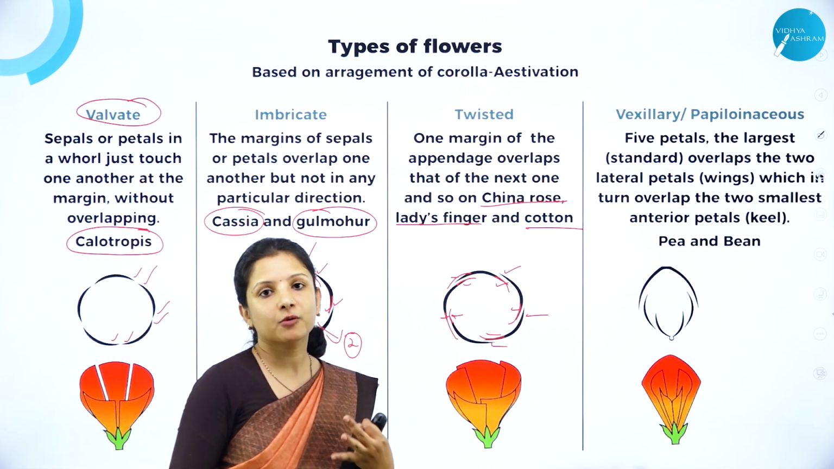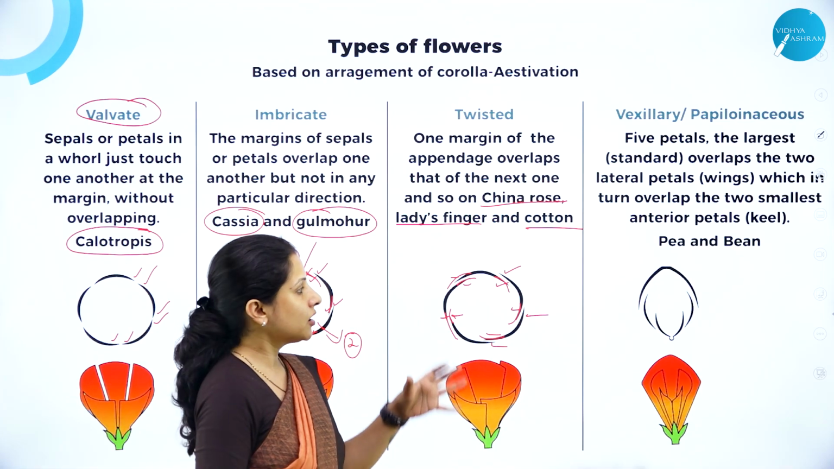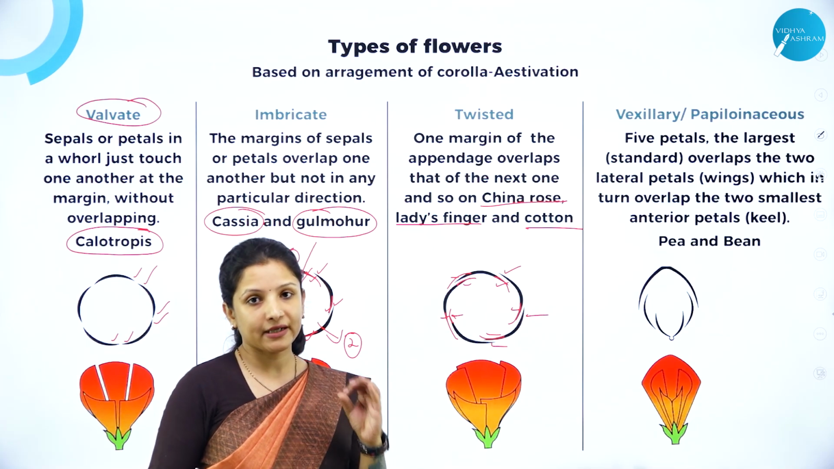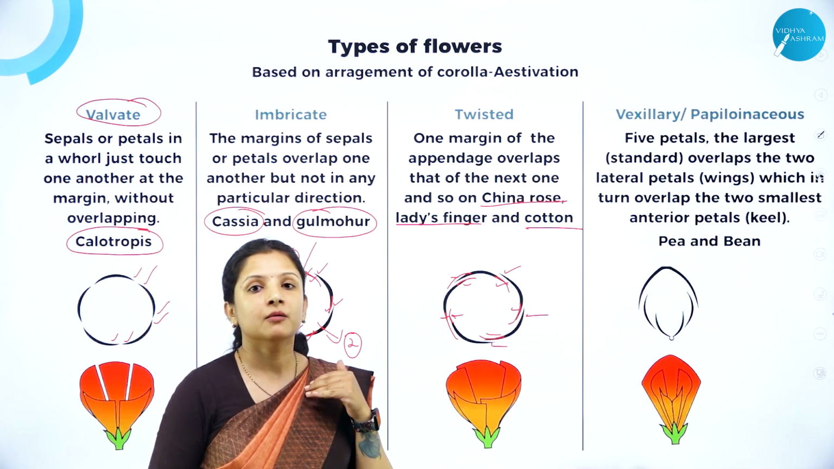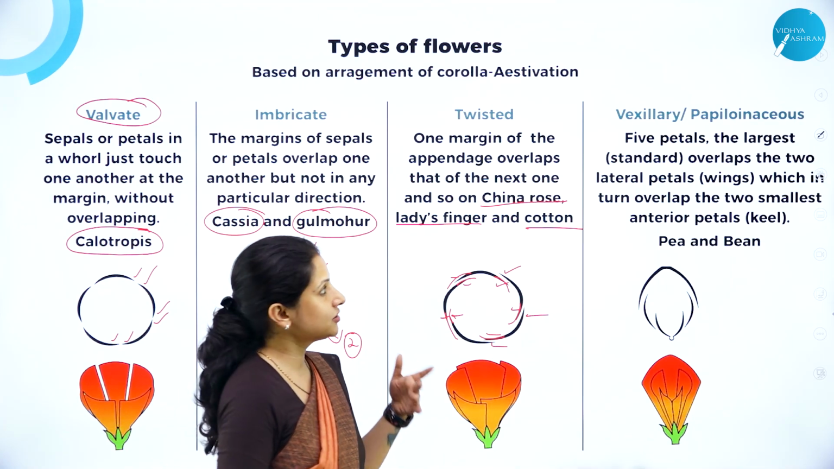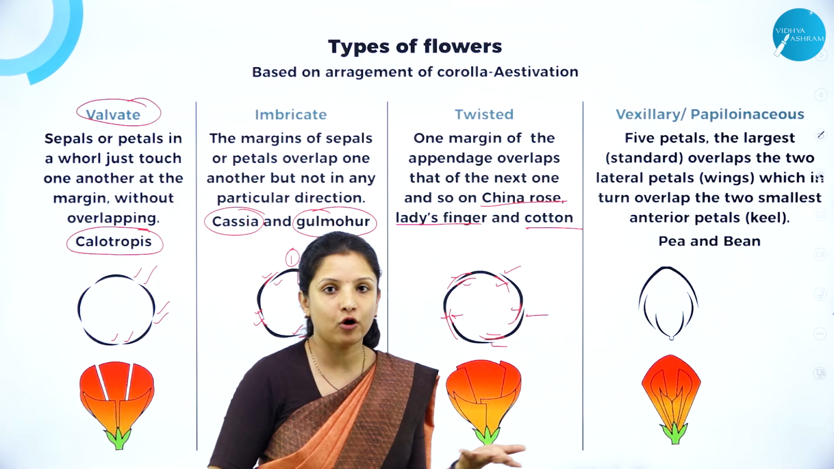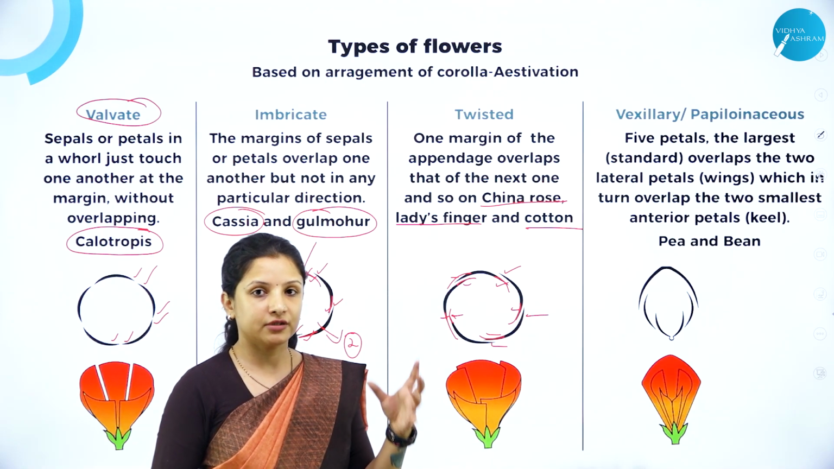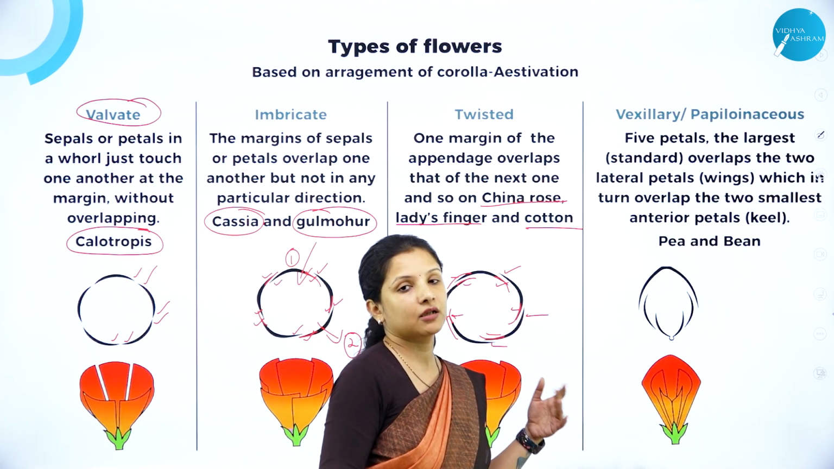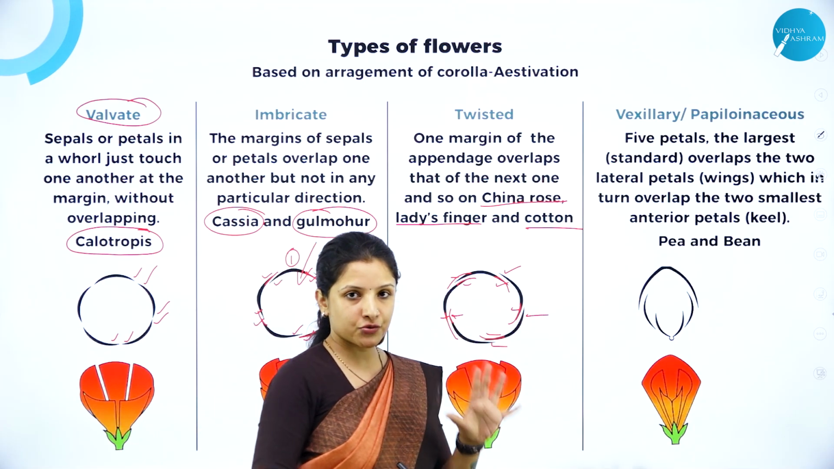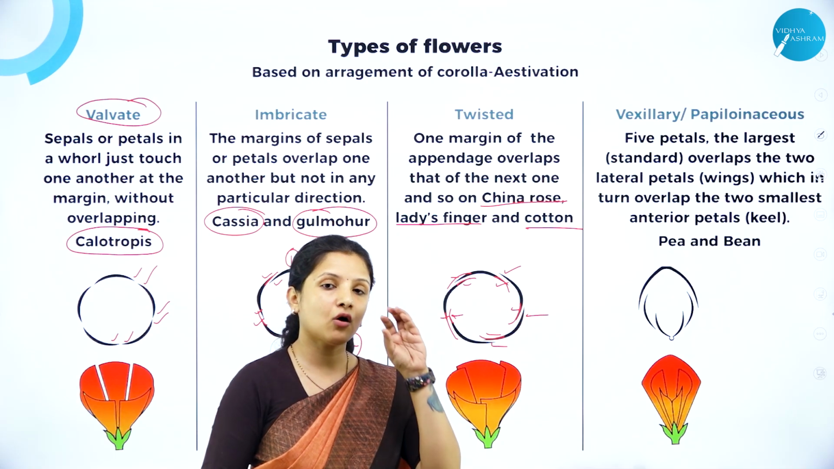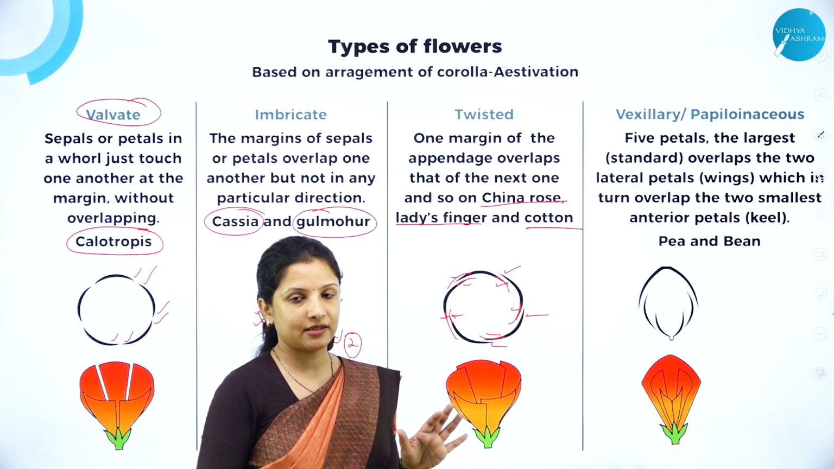Next is vexillary or papilionaceous aestivation. Here, the flower petals are arranged in such a way that it looks like a lip or the wings of a butterfly. That is why it is called vexillary or papilionaceous. Papilion means butterfly. So, because it looks like the wings of a butterfly, it is also called papilionaceous aestivation.